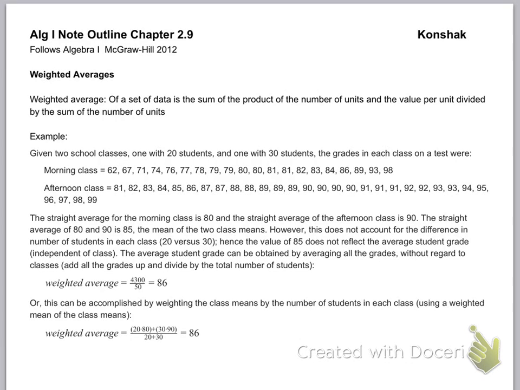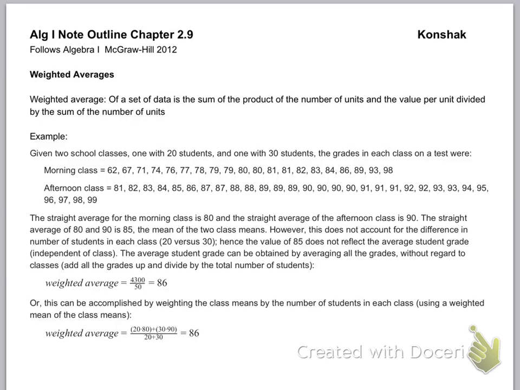Okay, this is Algebra 1, Chapter 2.9. We're going to talk about weighted averages. For the most part, when we say weighted averages, we're going to do mixture problems. But weighted average, guys, of a set of data, is the sum of the product of a number of units and the value per unit divided by the sum of the number of units.